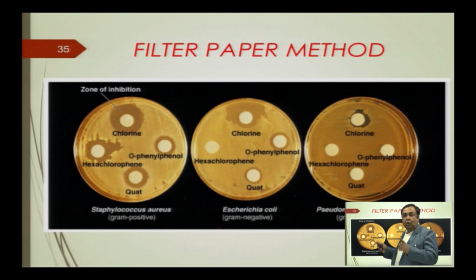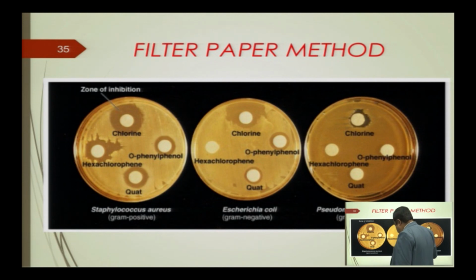That means this hexachlorophene was effective when Staphylococcus aureus was the infective organism. Unfortunately, it was not effective when the culture was E. coli or any gram negative as such. That is, particularly against E. coli, the hexachlorophene does not have any antimicrobial action.